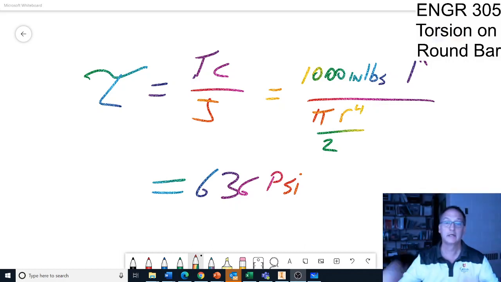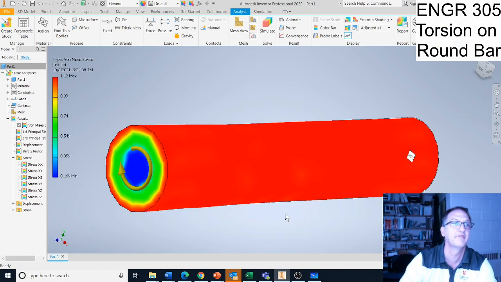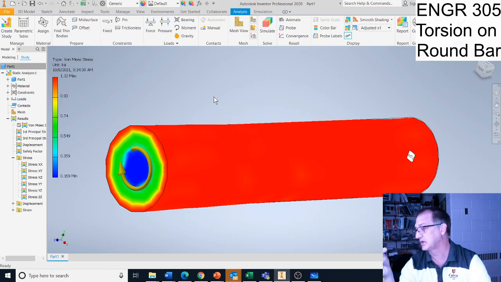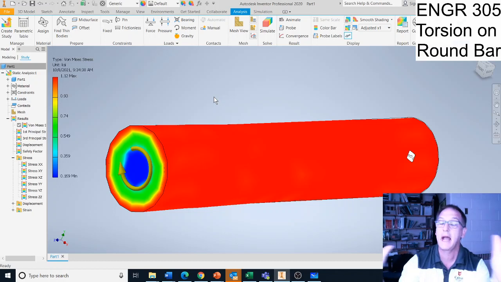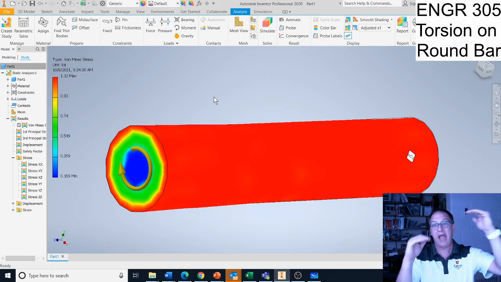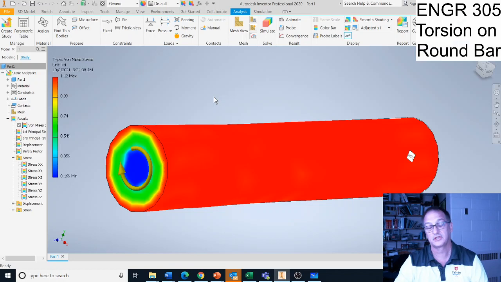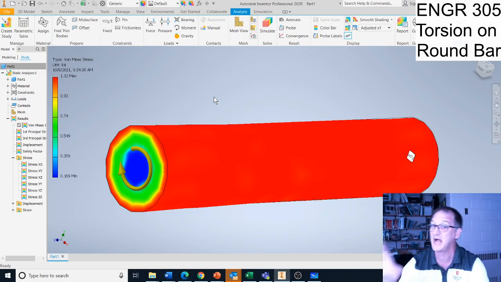So let's go back to FEA, back to the camera. There's my FEA. Now I'm looking at von Mises stress, and I'm trying to compare to a shear stress of 637 PSI. And this is telling me I've got a von Mises stress of 1.12. If we think about our shear stress and our normal stress, our shear is half the normal stress, from the maximum normal stress kind of theory. If I doubled 600, I get 1200. I'm in the neighborhood of 1100. Yeah, that's okay.